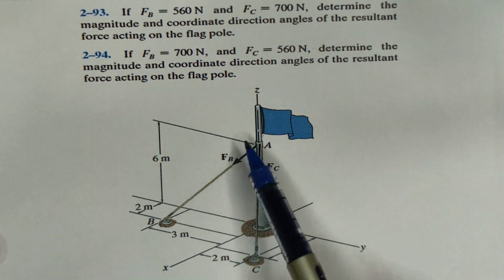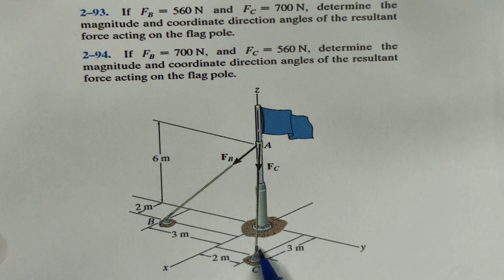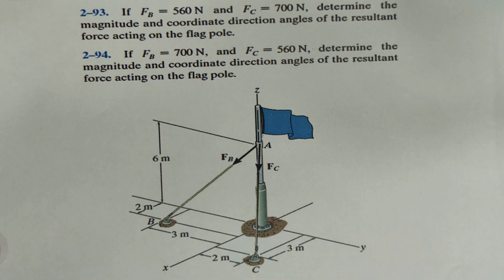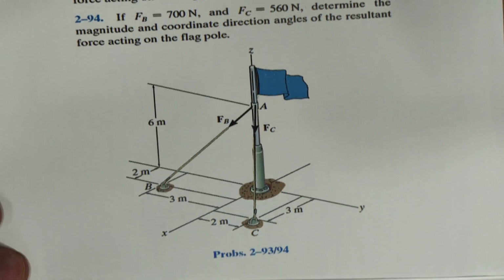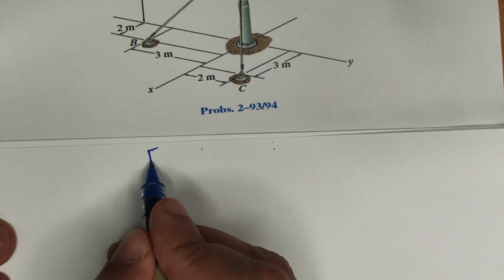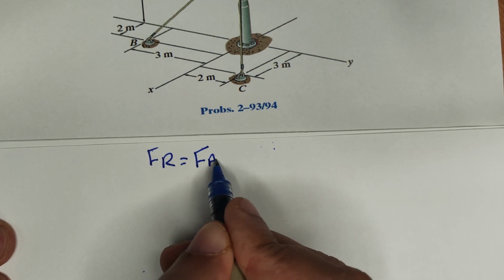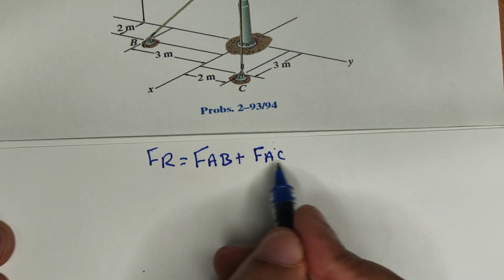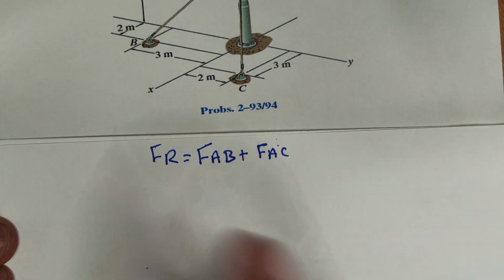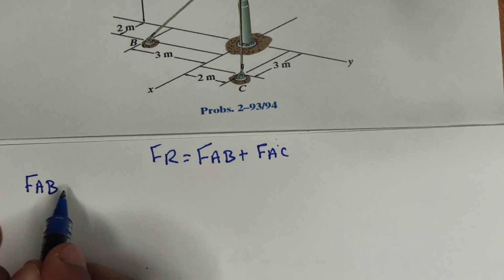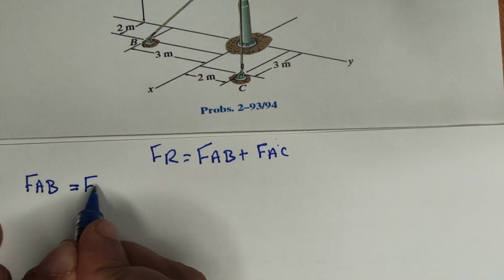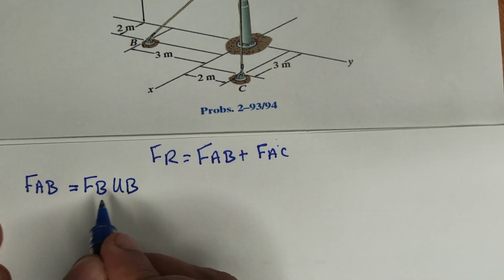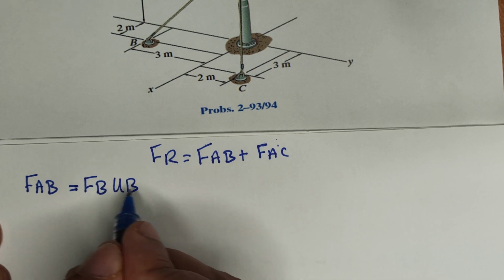We know that there are two forces applied on the pulley at specific locations. Therefore, to find the magnitude of the resultant force, we need to find the resultant force itself first. The resultant force Fr is equal to FAB plus FAC. Now we need to find each of those two forces and add them together. For FAB, that is equal to FB, the force that is given, multiplied by the unit vector B. So FB is known, and the unit vector is unknown.